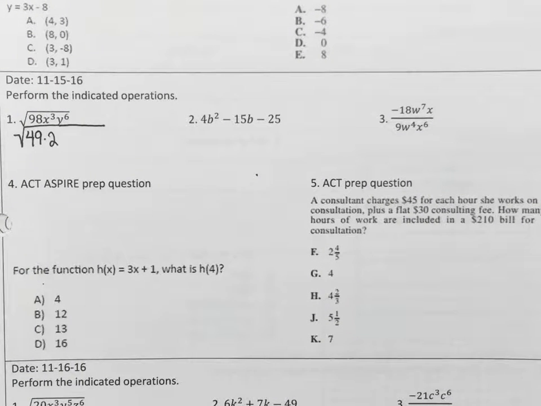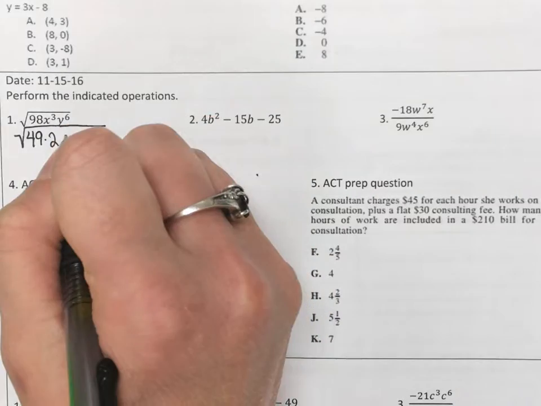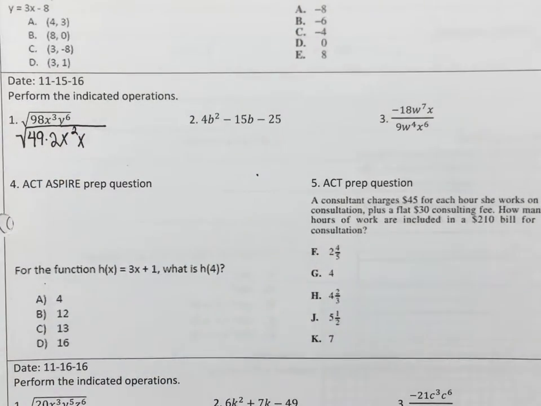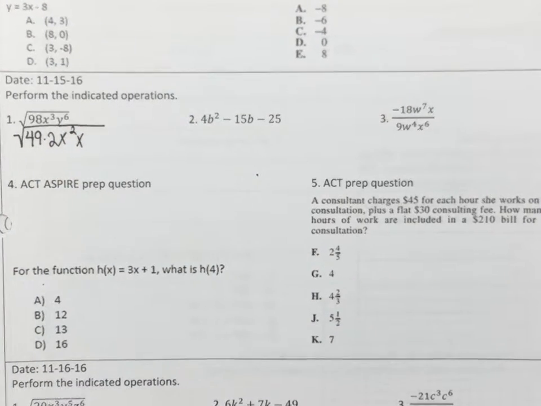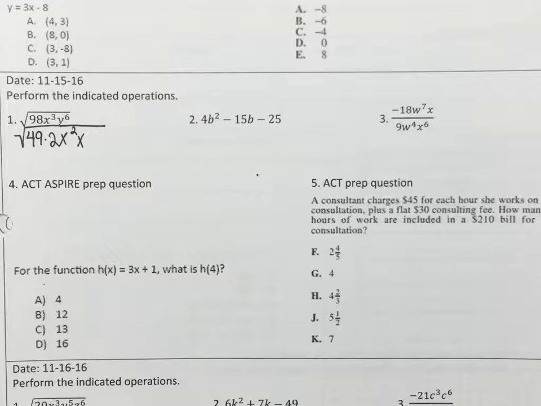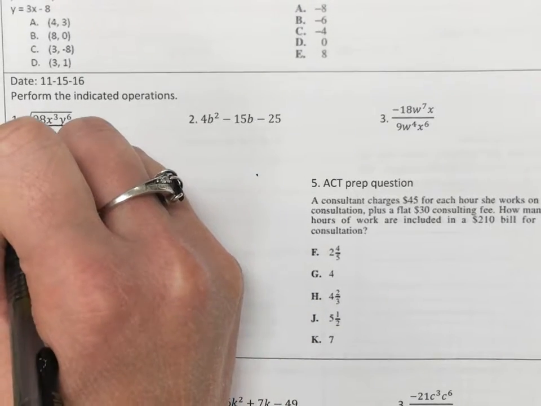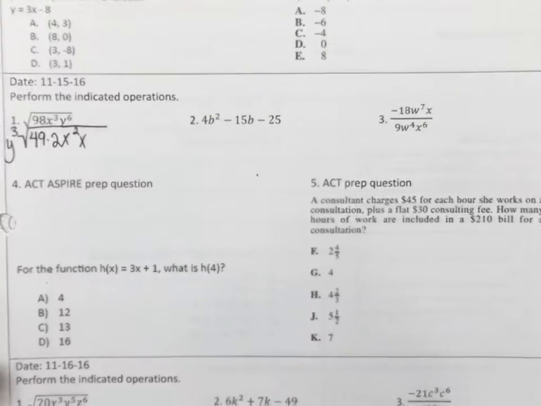Alright, so 49 times 2 is 98. When you do letters, they have to be even. So what's the even number that goes with 3? X squared and an X, right? 2 and 1 still gives me 3. Y to the 6 is already even, so he comes out as what? What's the square root of y to the 6? Y cubed. Y to the 3rd. Very good.